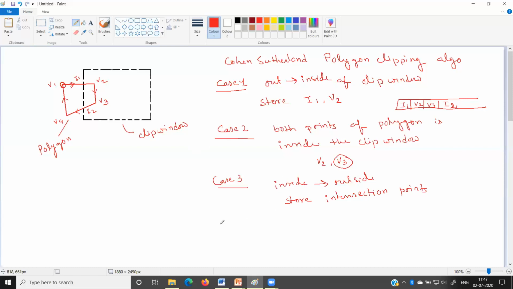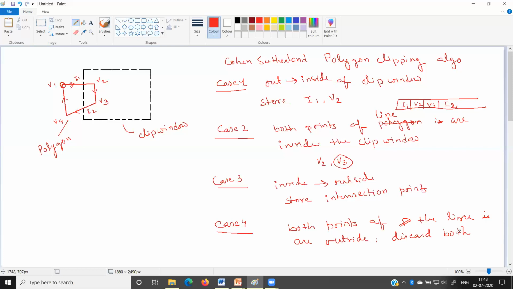Okay. Now case 4. If both points of the line are outside, in that case discard both. That means we don't need to save any one of them.